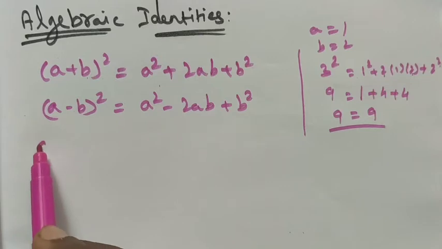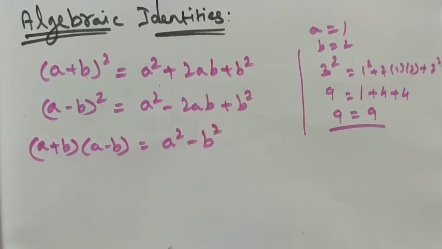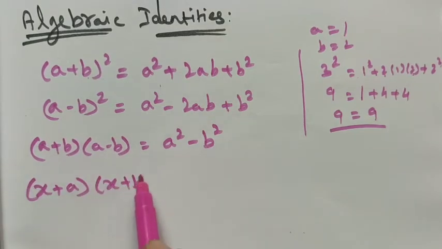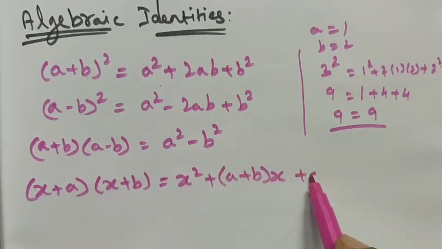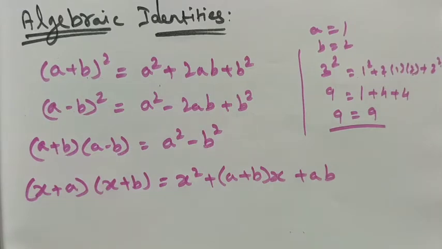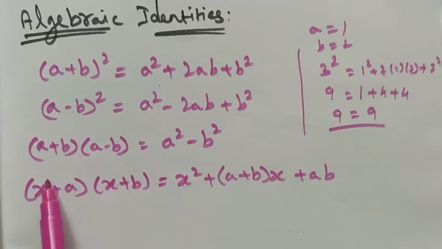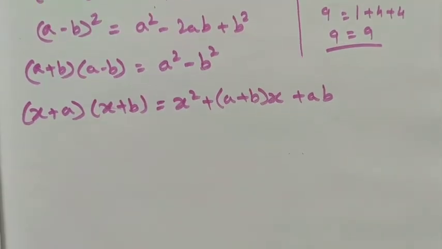Next we see that (a plus b) into (a minus b) is equal to a square minus b square. We have already studied all of this in our lower classes. Then (x plus a)(x plus b) is equal to x square plus (a plus b) into x plus ab. If you forget the formula, it is very easy to find the value. It is a binomial into binomial. If you multiply these terms, we get the formula, the RHS. Then the deduced identities that we studied in 8th standard.